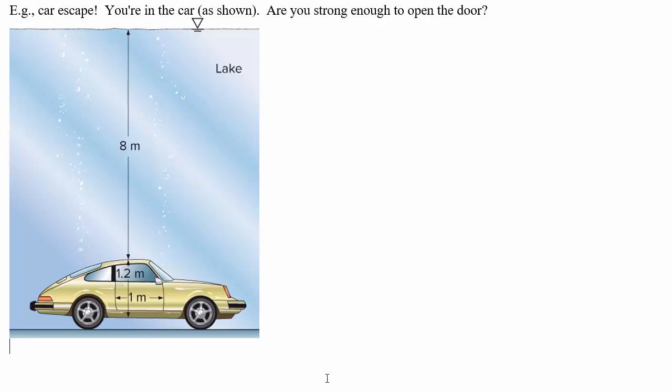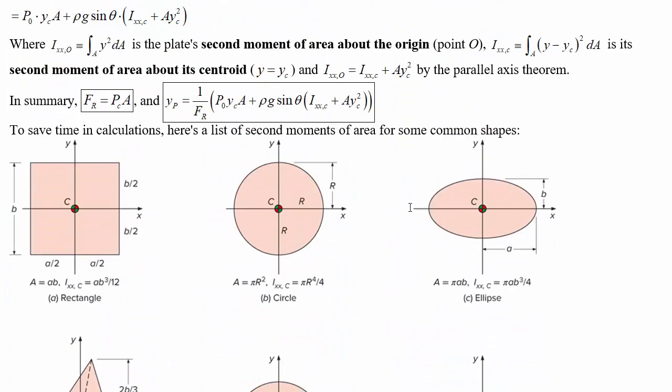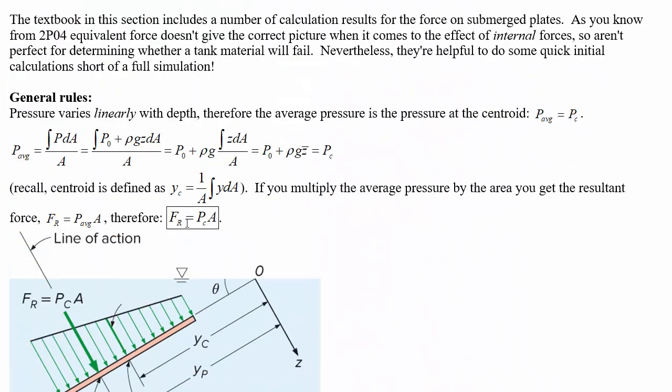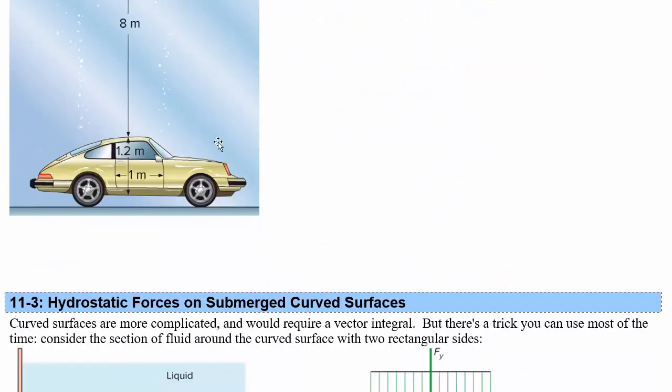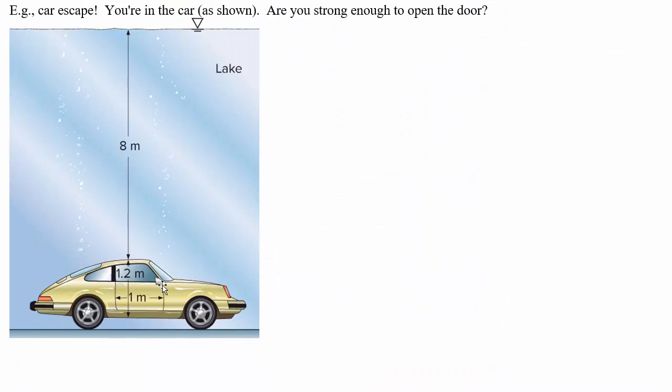So what are the principles we're going to need? We're going to need to know what the pressure is around here. Do we need to know the pressure everywhere on the door? Nope. We can use the trick from earlier that we just take the pressure at the centroid and then multiply that by the area, and that's the resultant force. So where is the centroid of this? Well, it's a rectangle, roughly. So the centroid is going to be in the middle, which is 0.6 down from the top, which is 8 meters down from the top.